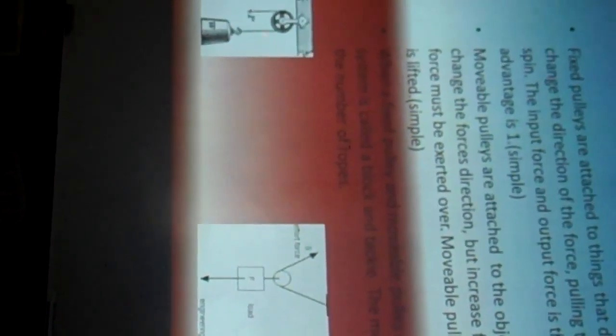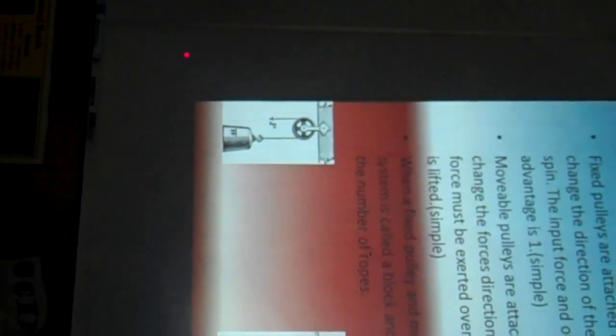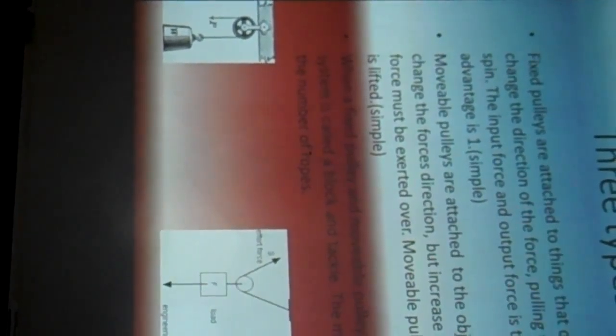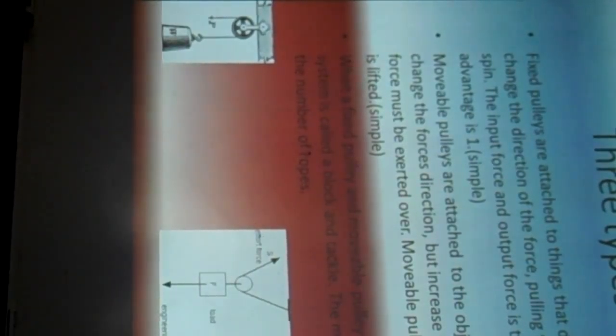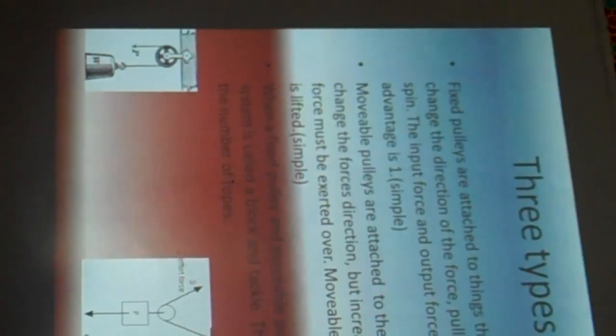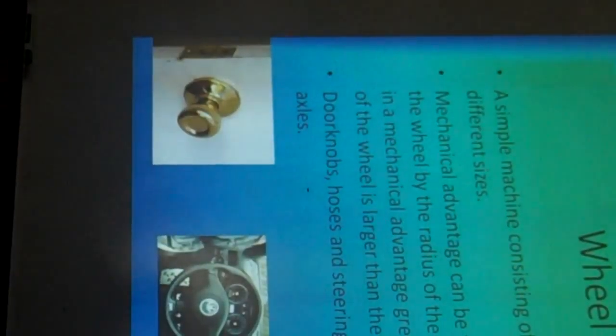Fixed pulleys are attached to things that don't move. The input force and output force is the same. Movable pulleys are attached to the object being moved. They do not change the force's direction, but they increase force. These are both simple, and when you combine a fixed pulley and a movable pulley, you go to block and tackle. The mechanical advantage of a block and tackle depends on the number of ropes you use.